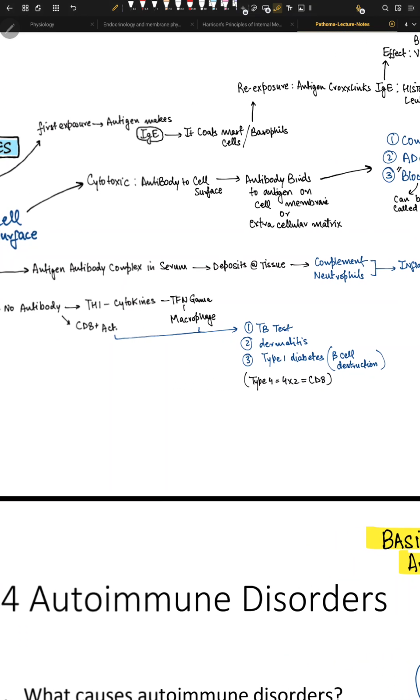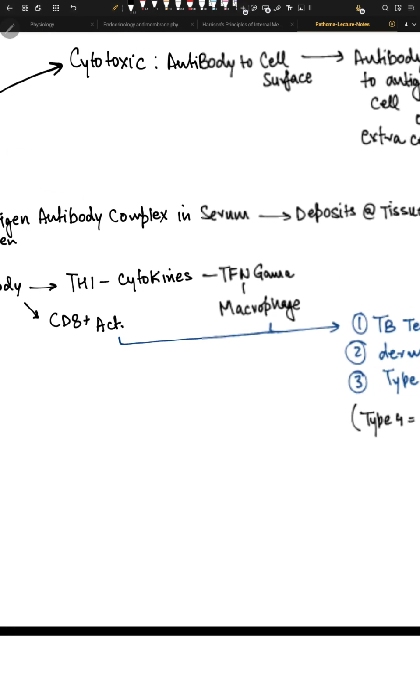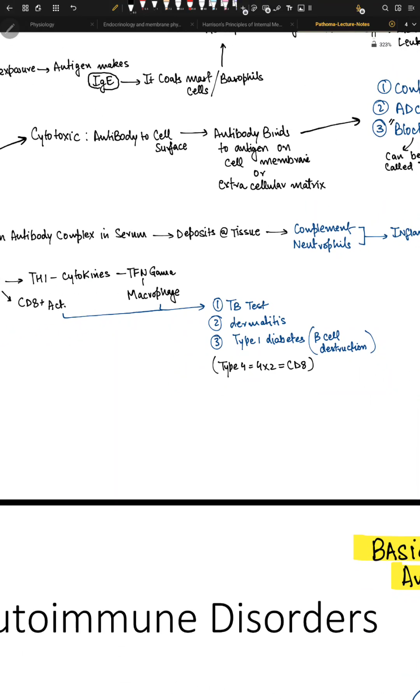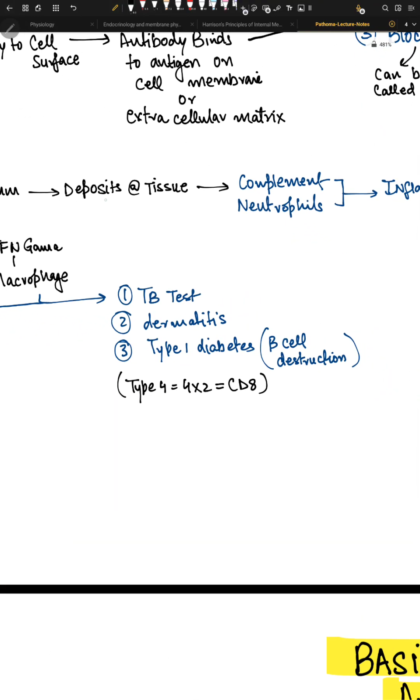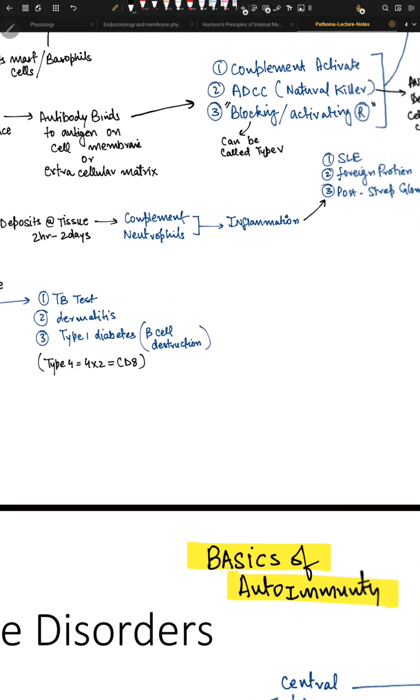The antibody is IgA, plus a soluble antigen, and the immune complex deposits in the tissue. It takes hours to days, from 2 hours to about 2 days. What happens is that we have something called serum sickness, and it's one of the reasons for SLE.